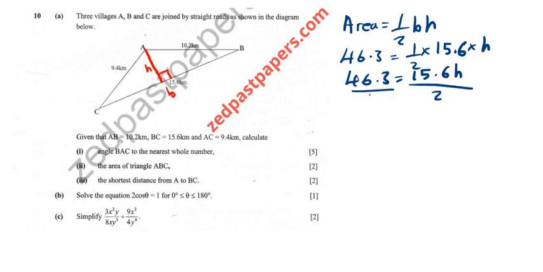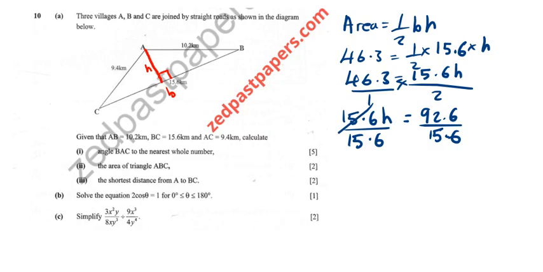Here you can just do a cross multiplication. You are going to have 15.6 h, which is equal to 46.3 multiplied by 2, which is 92.6, and then you are going to say over 15.6, over 15.6, like that. When we cancel this, our h becomes, so when we divide this by 15.6, it becomes 5.93.